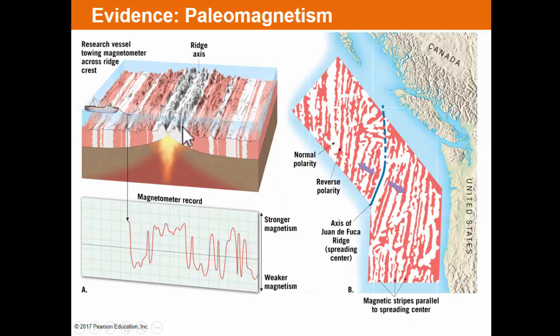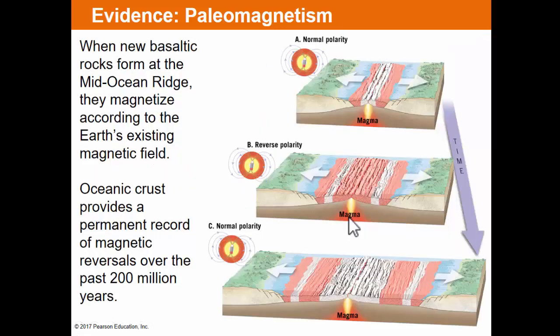As new magma forms, it moves away, and there's a stripe on either side of that rift valley that is your normal polarity. But then we see a stripe of very similar size on either side that is reverse, and then again there is the normal, and then there's the reverse and the normal. And it's this development of normal polarity, reverse polarity, normal polarity, reverse polarity, and then the mapping that we can do on either side of that ridge that really was the last piece of evidence. It really solidified this theory of plate tectonics.